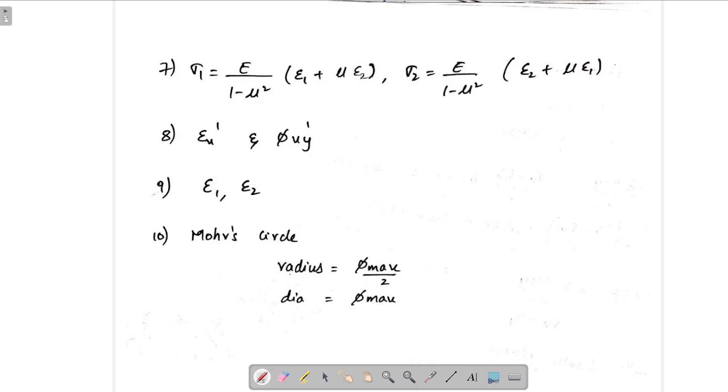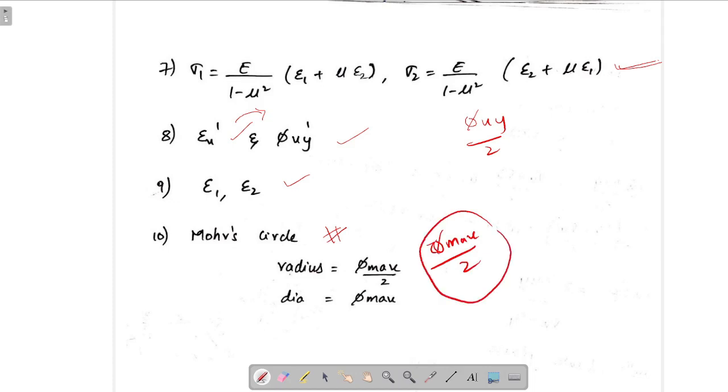In case of principal strain, similar to principal stress, at transformation of strains we have to remember this formula and this formula. Remember, only difference is instead of writing tau xy, we have to write gamma xy by 2. Remaining everything will be the same. And also the formulas for principal strains. And the major thing to remember in principal strains is that radius is not gamma max. It is gamma max by 2. We have to remember this.